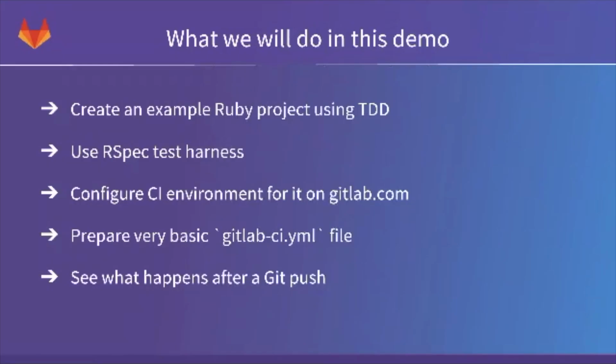Yes, Grzegorz was talking about bootstrapping simple project and creating a new project on GitLab and adding the CI configuration to this project. We use RSpec as our testing framework, and we did configure the CI environment for it on gitlab.com. And we did see what we can do with this change. We did show the merge request workflow, and we did finish that with a successful merge.